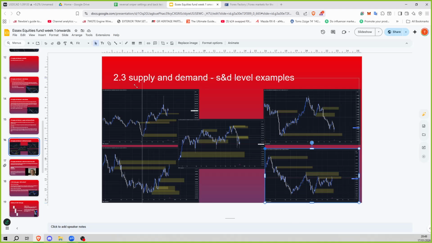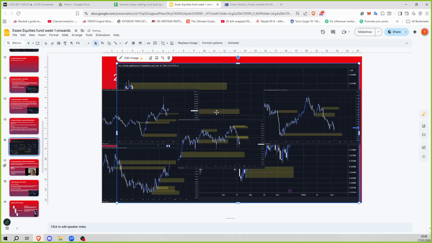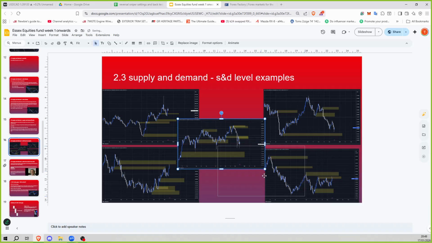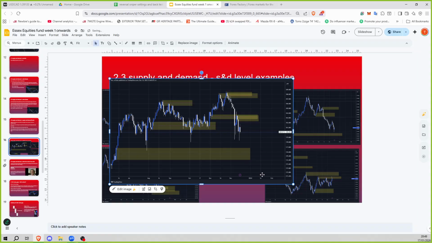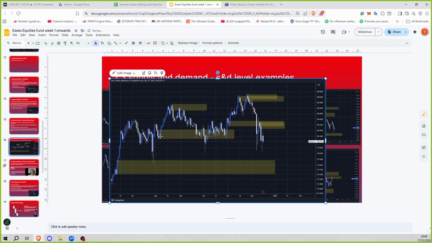But we will just quickly zoom in on some. Which one's on the front? It's this one, isn't it? You can see that on this one, this is the first one of a fair value gap, this is the first one of a fair value gap, this one was the first of a fair value gap. You're basically just looking for fair value gaps.